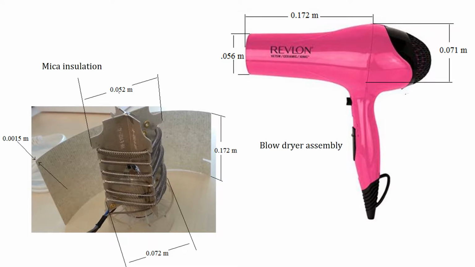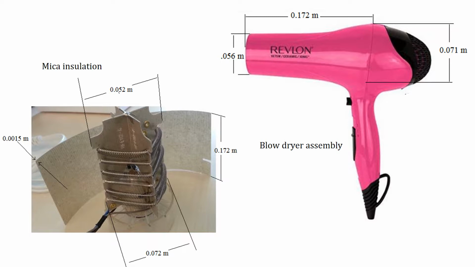Since the shape of the nozzle of the blow dryer is slightly tapered, we measured the entrance diameter and exit diameter and took an average between the two, treating the blow dryer as a cylinder. We did this for both the external casing and the internal insulating material. The internal insulation was made from a mineral called mica, which is found in insulating for typical electronic assemblies.